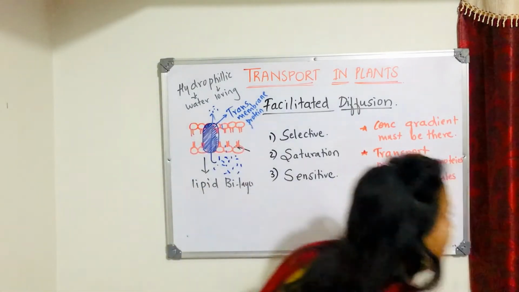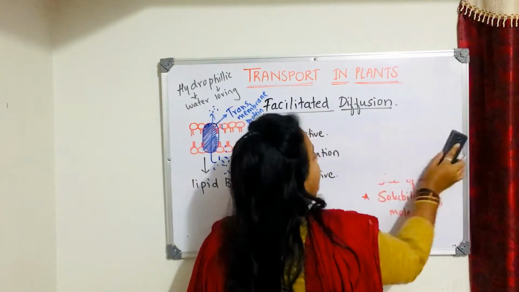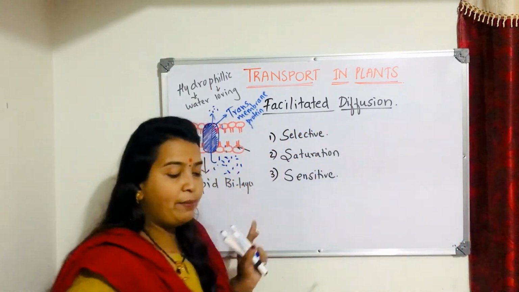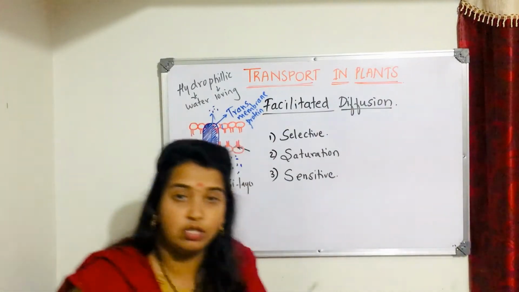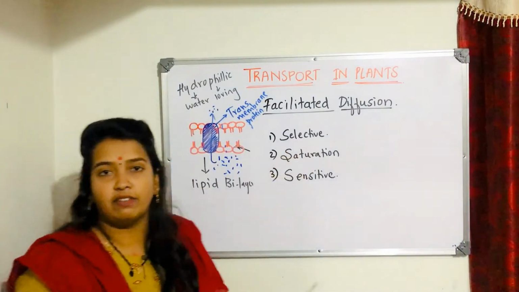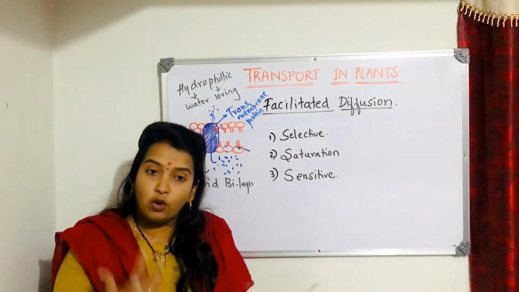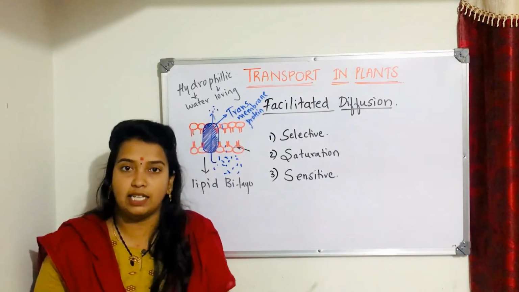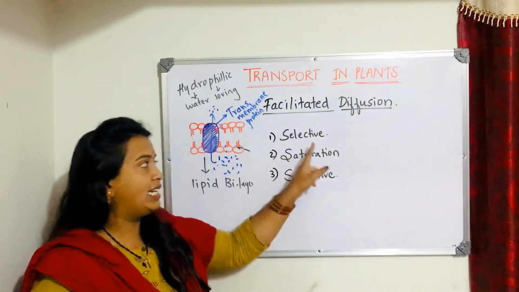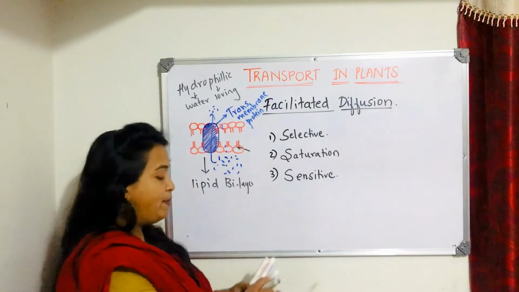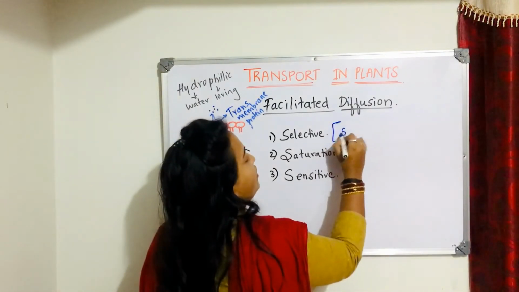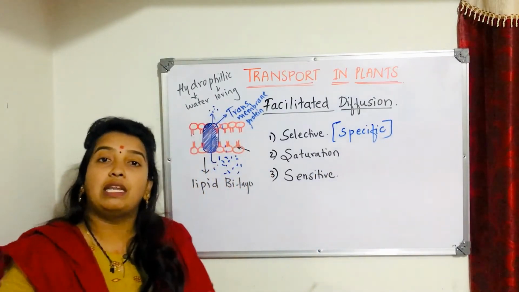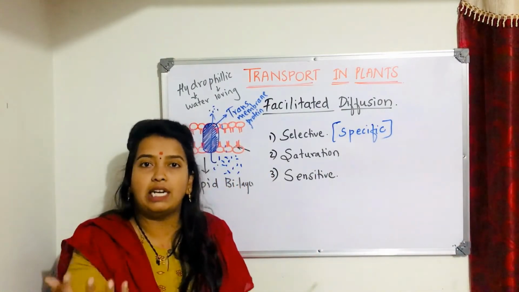So these are the three important terms which we need to study regarding facilitated diffusion. So we will try to understand everything. First thing is selective. As I told you, there are special membrane proteins through which the molecules move. You can say that it is selective. That means the protein knows what should be taken inside and what should not be taken inside. So that is called selective. It is very much specific, you can also call it specific. It knows what to take inside, what not. Which molecules are important to the plant? Only those molecules are taken inside.